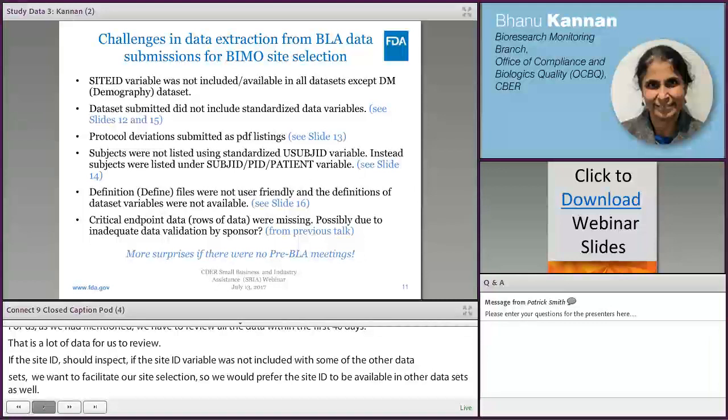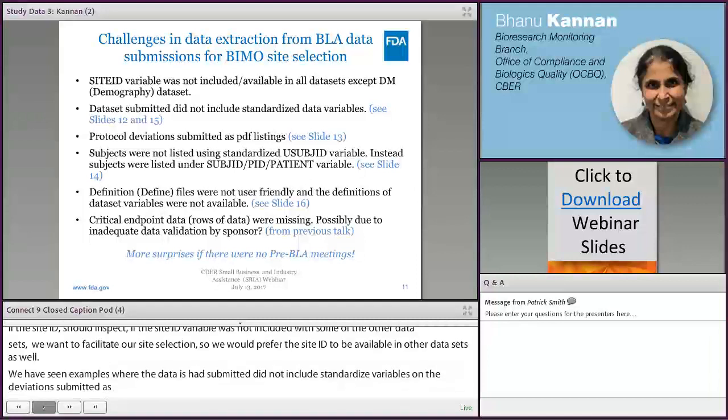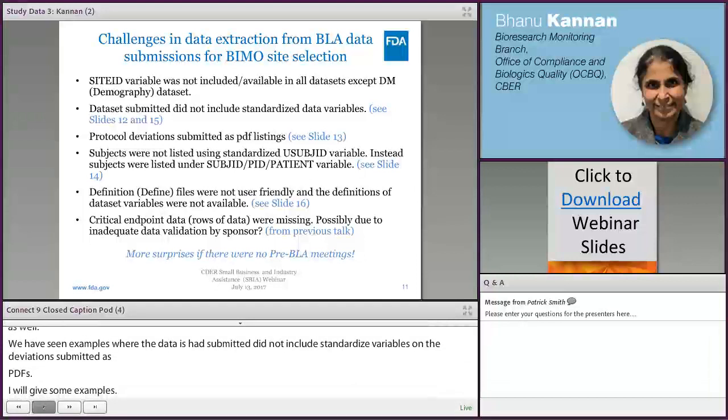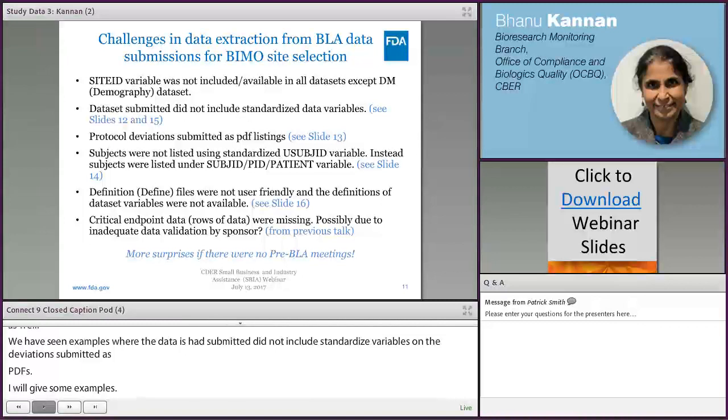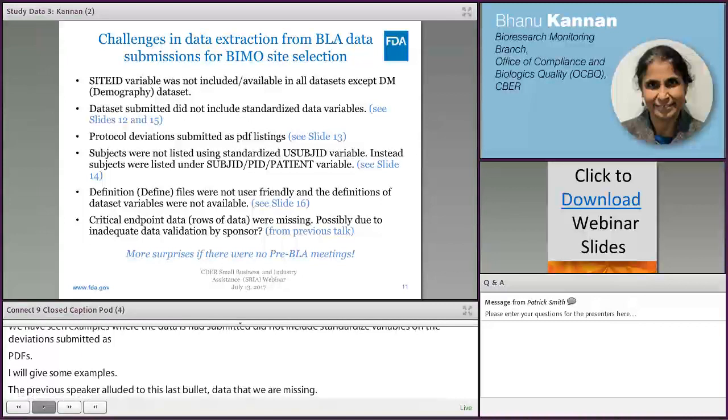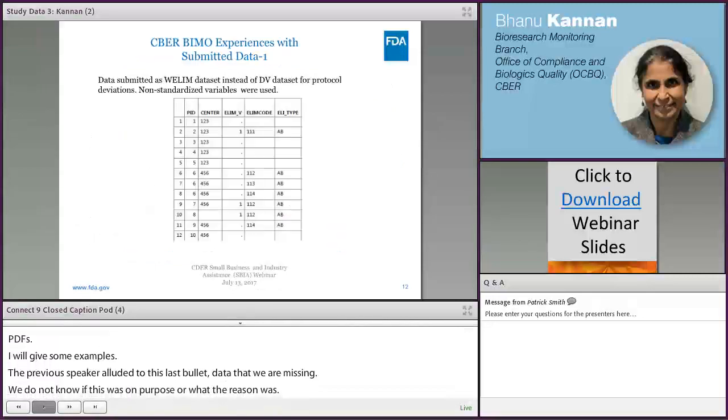So I'm going to give some examples for this. The previous speaker alluded to this last bullet, namely rows of data were missing. This was adverse event data. We do not know if this was due to inadequate data validation or what the reason was. And this creates issues for us. And obviously, there are more surprises if there were no pre-BLA meetings.